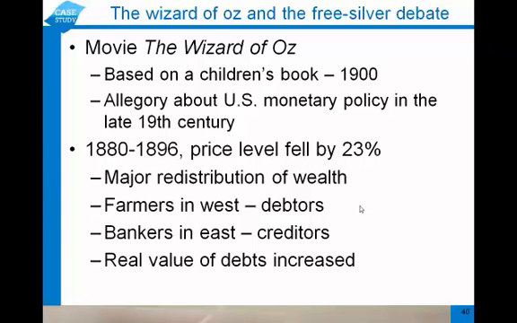And there was a major redistribution of wealth, as I just talked about, and the farmers in the West were the debtors and the bankers in the East were the creditors. So the farmers in the West found that when they took loans, because people weren't expecting deflation, when they paid back those dollars, in fact, those dollars were worth more than the ones they borrowed originally. So in other words, their interest rate was much higher in real terms than when they took the loan. So the real value of debts increased.